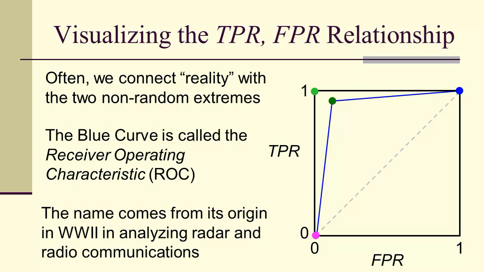Why the receiver operating characteristic? Well, you remember a minute ago we had a picture of people working with radio headsets. So the receiver operating characteristic actually emerged in World War II as a way of analyzing radar and radio communications, of saying how good the radio signals were.